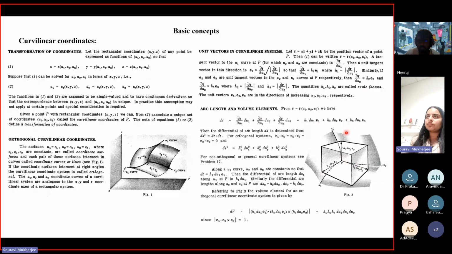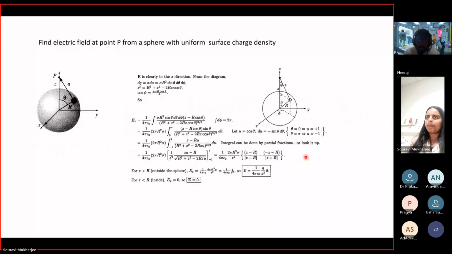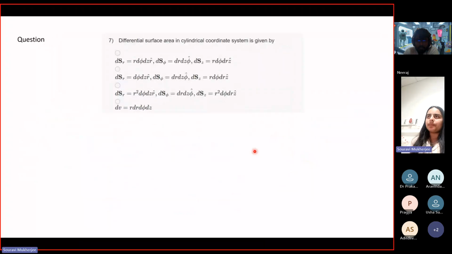Okay. So if I go back, what it is telling you is you have some vector in rectangular coordinates given as r equals x i cap plus y j cap plus z k cap. Now you write in cylindrical coordinates something like dr r cap plus r d phi phi cap plus dz k cap. This is how you write the different elements in the phi and z components.